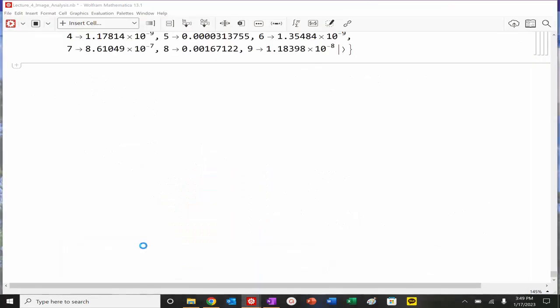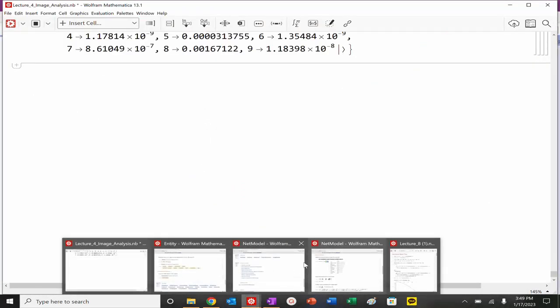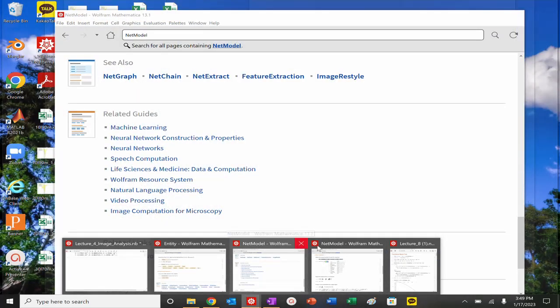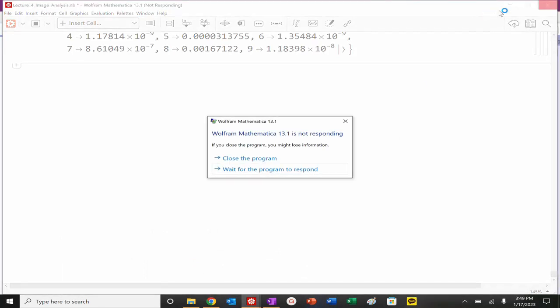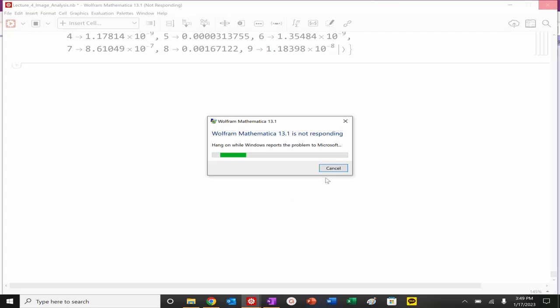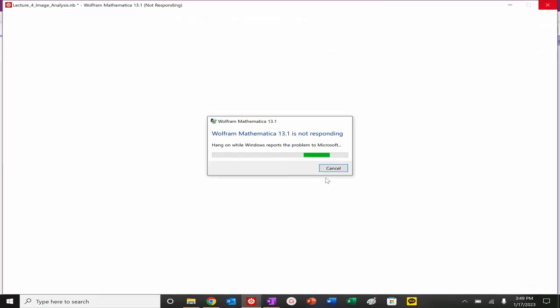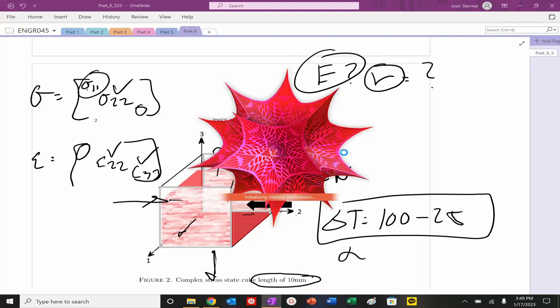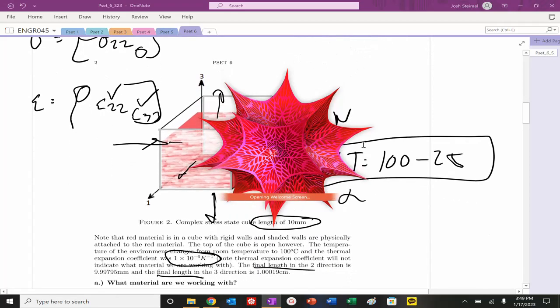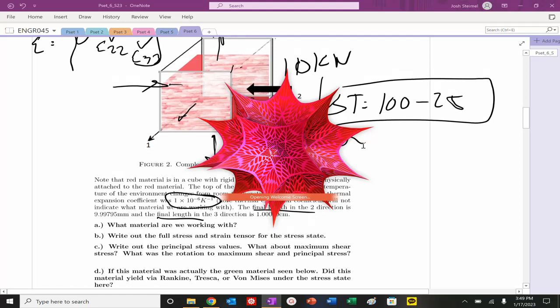So I'm going to close this. I'm going to open up a new, no more neural networks. It's for another class. Let's close the program. That is why you want to always save in Mathematica. So make sure to do so, if at all possible. So let's open up the screen, and then we'll get moving with this here.